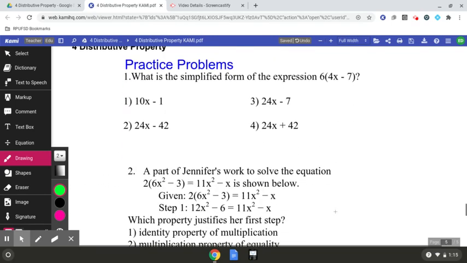So now you have your practice problems. With the practice problems, guys, pause the video and try them on your own before you just watch and get the answers.